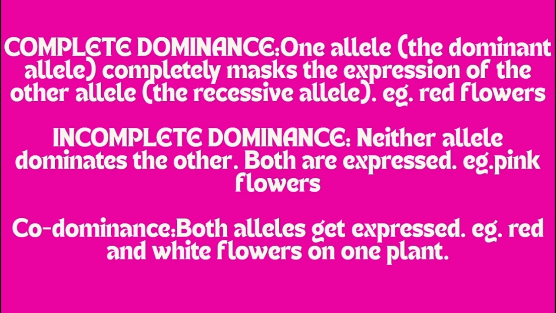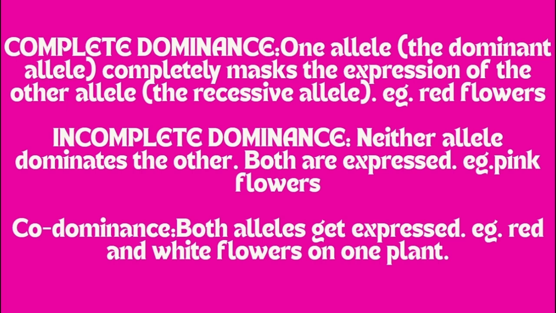Incomplete dominance, neither allele dominates the other. So if we had a red flower and a white flower and they mated, the flower that we're going to get is a pink flower. So it means that both alleles are going to be expressed, and usually when that happens, it gives rise to a completely new trait or a different color, because obviously neither parent was pink. One parent was red, one was white. So how did we get pink? Because it was incomplete. It was like a blend of both colors.